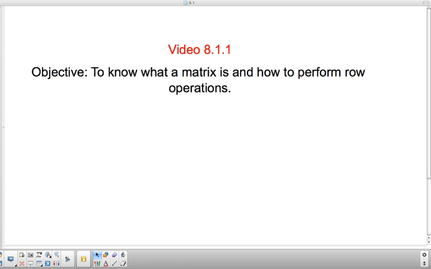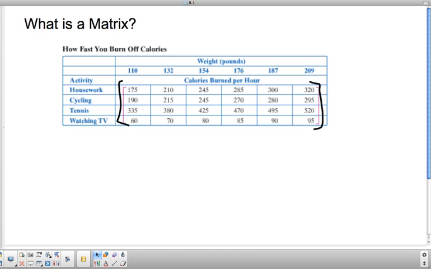And the goal is to know what a matrix is and how to perform row operations. So in order to solve systems a little more, well, a lot more efficiently, we're going to use matrices. So let's take a look first at what a matrix is. A matrix is a way to organize data.